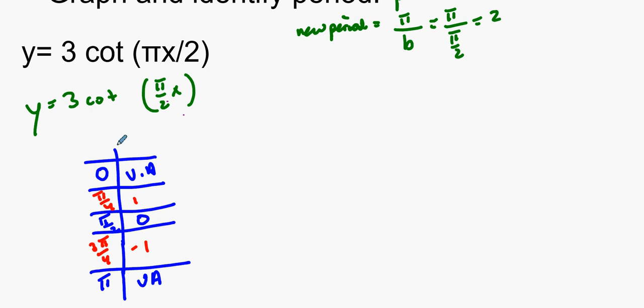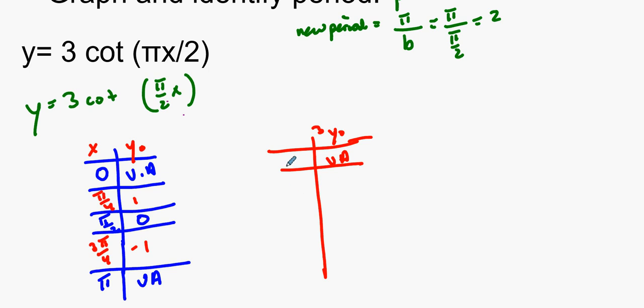So from here, my x values, my y values, we're going to do a new table. And so what happens to our new y values? Well, our original y values appear to be multiplied by 3. So we're going to multiply by 3 there. Our vertical asymptote just stays a vertical asymptote.